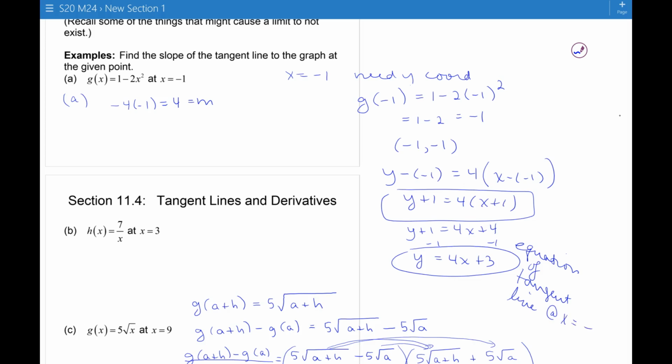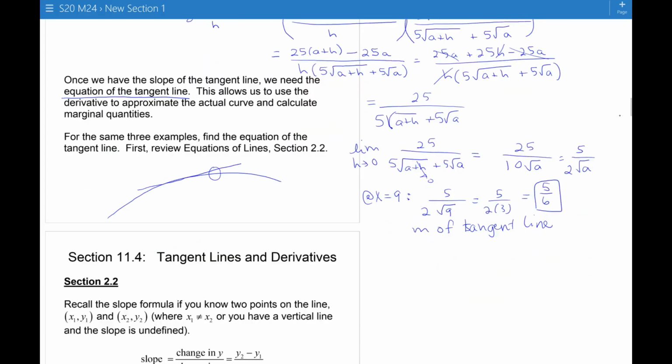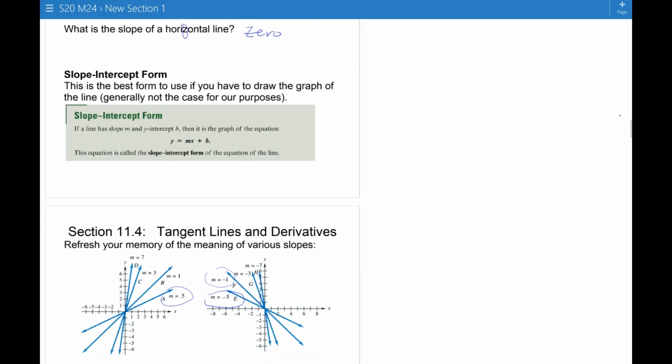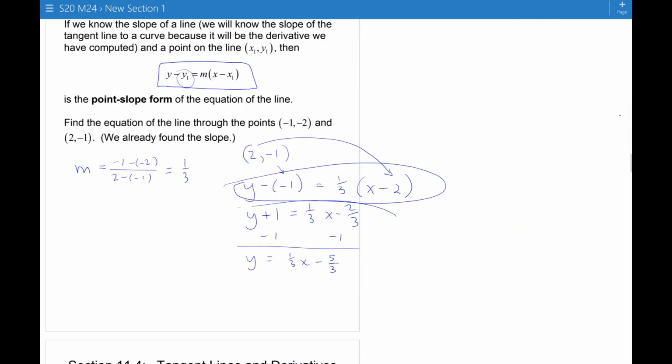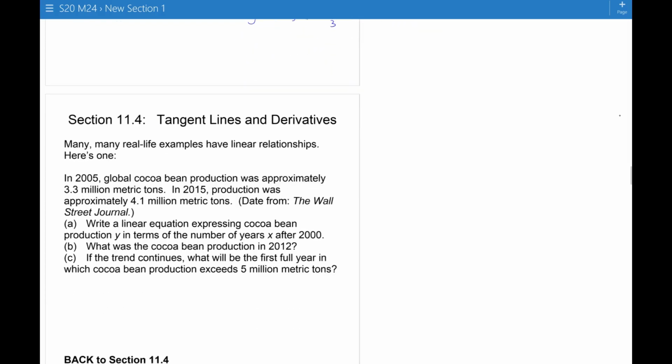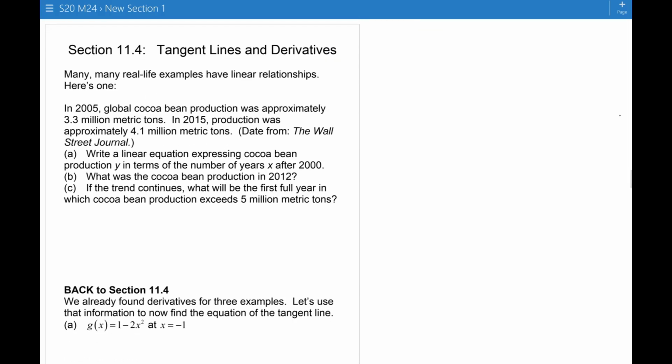when x equals -1. So this first calculation we did gave us the slope. Then we're given an x coordinate, and we can use the function to find a y coordinate. And then we use the point-slope form of the equation of a line. So I do have one example with interpreting what we've been doing. They're called derivatives when we find these instantaneous rates of change.